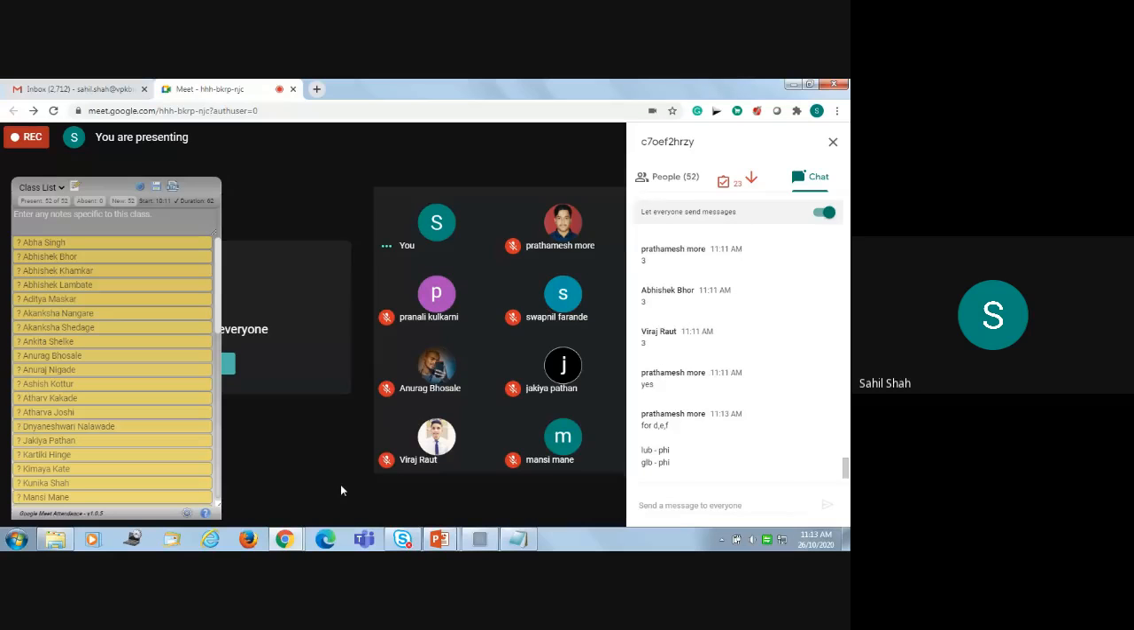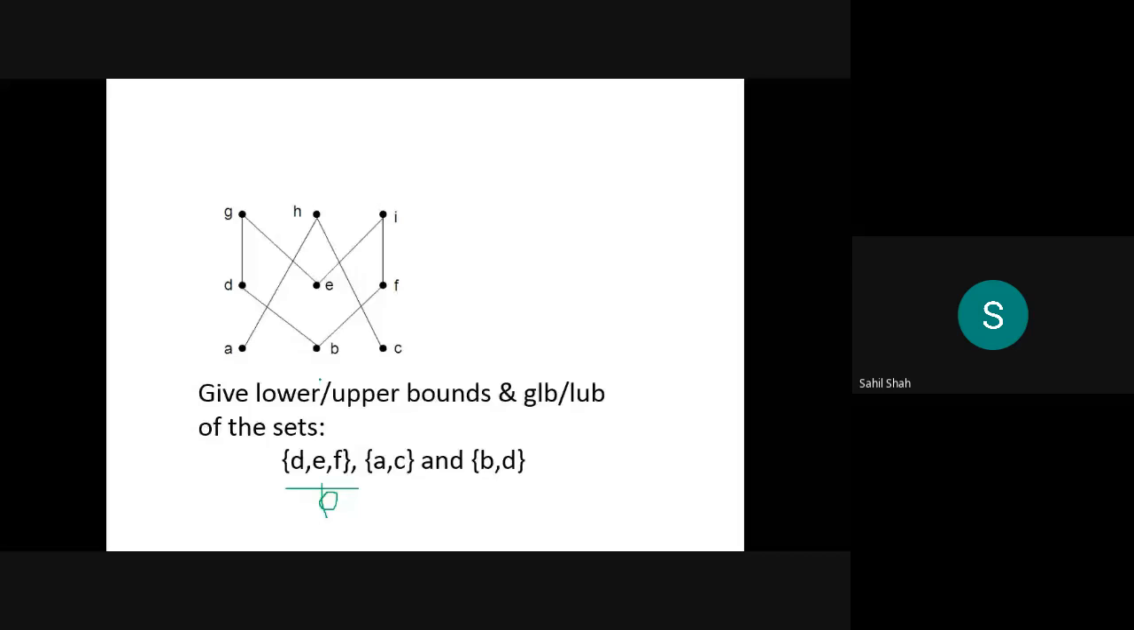For DEF, the least upper bound and the greatest lower bound do not exist. Again, why? E is related with G and I. D is only related with G. So we cannot say I will act as an upper bound for D. In a similar manner, I cannot say anything with respect to G by considering F.